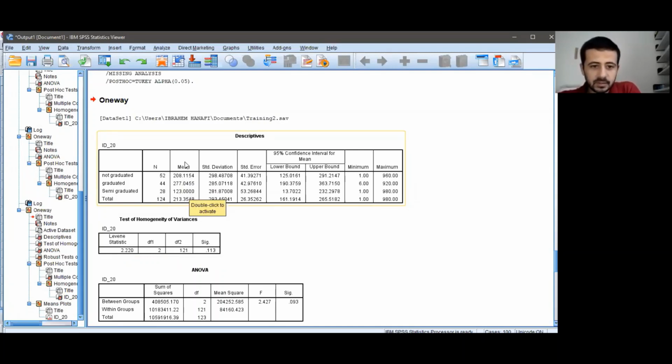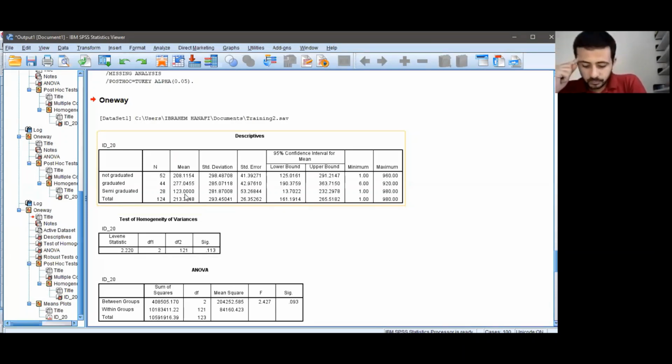Do you agree that this is enough? If I have, let's assume I have a significant p-value for the ANOVA test, and you see those numbers, is that enough for you to assume, okay, the highest is the graduate, the second is the not graduate, and the last is the semi-graduate? Is that enough for you? Maybe we should check for variances. Maybe we should check the Levene statistics. We need to check more. Okay, we need to check further.